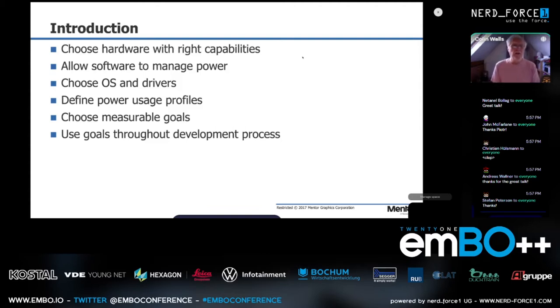Proceeding down that list, we need to choose the OS and its drivers. We need to define power usage profiles. Those are different combinations of hardware and hardware performance, which we all use at different times, which affect the power consumption of a device. We will set some measurable goals, and we use those goals all the way through the development process. And I will illustrate this by example in due course.